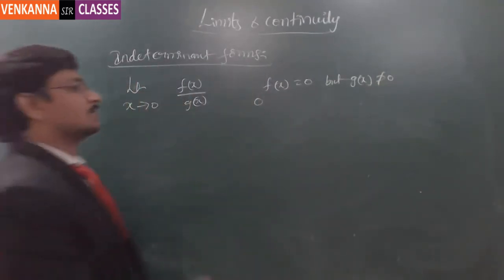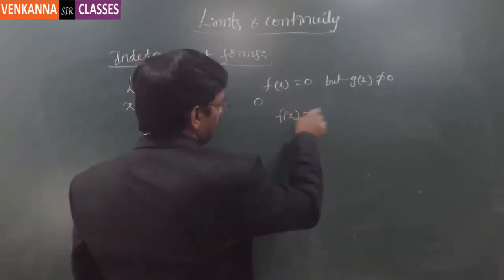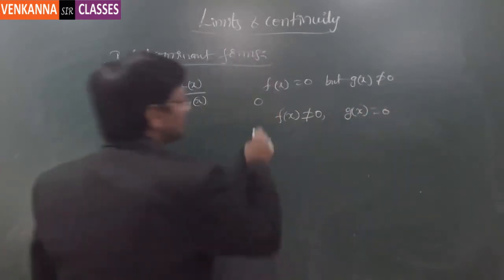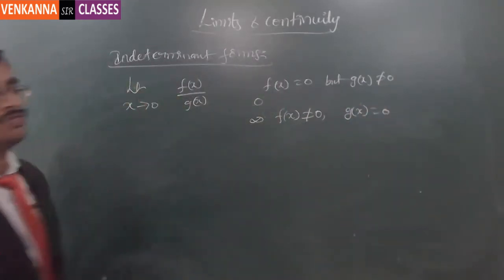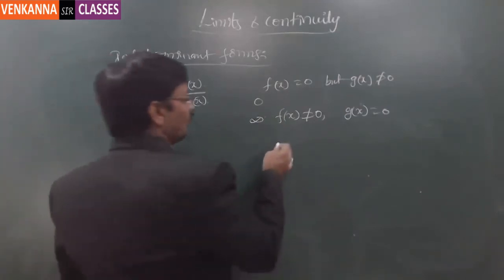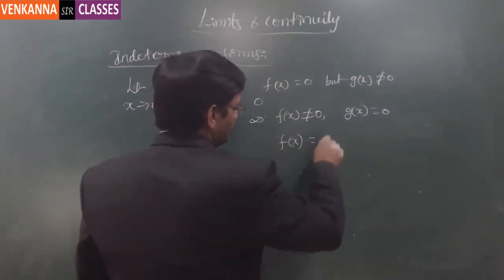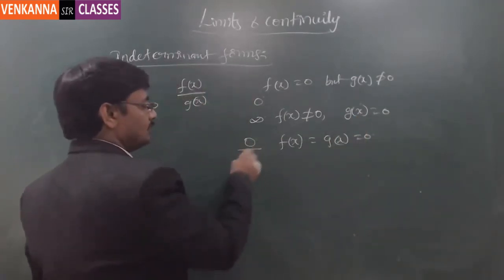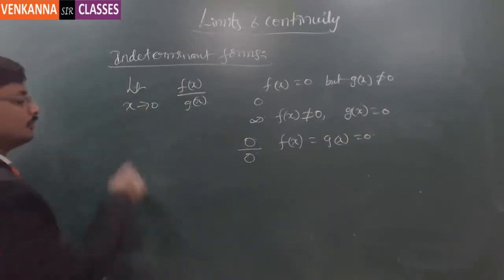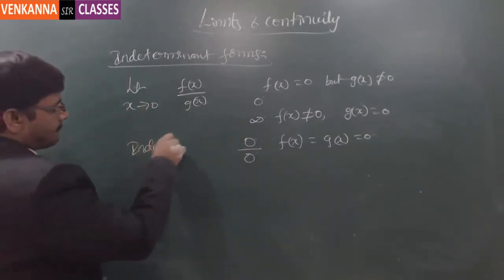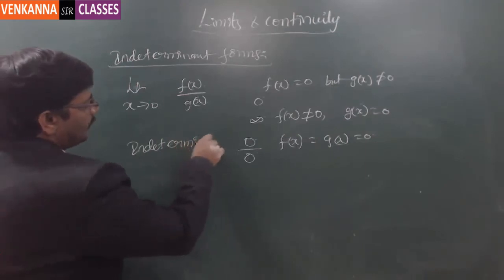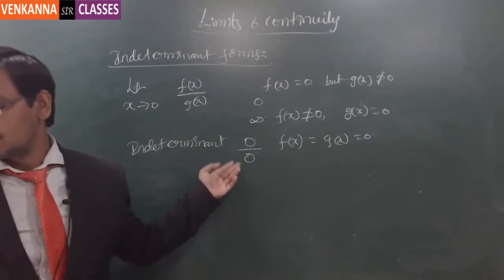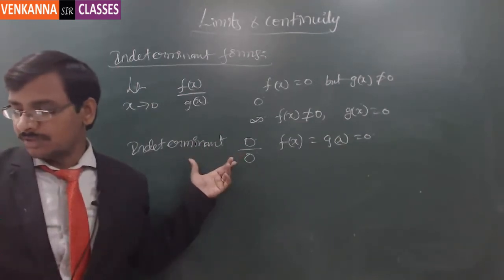And there are some cases wherein f of x is not equal to 0 and g of x is equal to 0. Then in such a case, the limit value is coming out to be infinite. There are certain cases wherein f of x and g of x are both equal to 0. Then it is of the form 0 by 0, and this form we call an indeterminate form. Here we don't know, so 0 by 0 we cannot cancel it. That's why we call this an indeterminate form in mathematics.